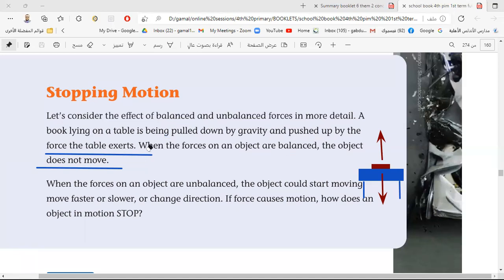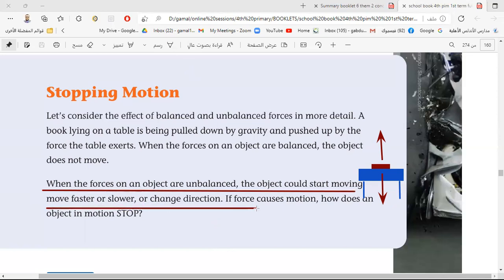I need another student. What's your name? Ahmed Atiya, please go ahead. Muhammad Ahmed, continue reading. When the forces on an object are unbalanced, the object could start moving, move faster or slower, or change direction. Excellent. Thank you, my son.